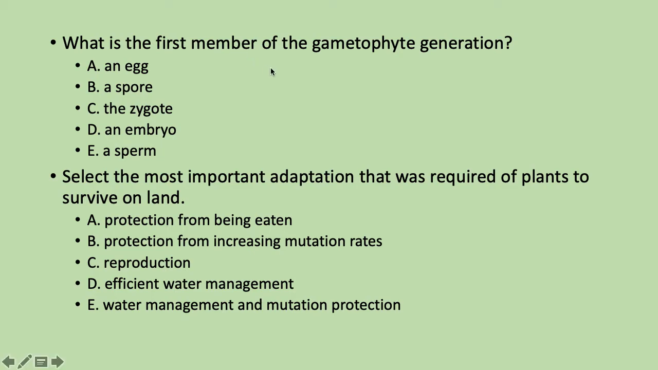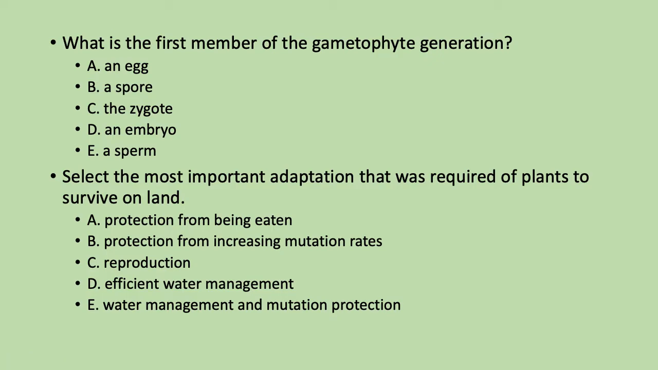Next question, what is the first member of a gametophyte generation? First haploid state. What? C, that's diploid. Gametophyte's haploid. What? It is B, a spore. Okay. All the other ones, oh, I guess sperm, but we haven't talked about sperm. There's no sperm here, it's spore.